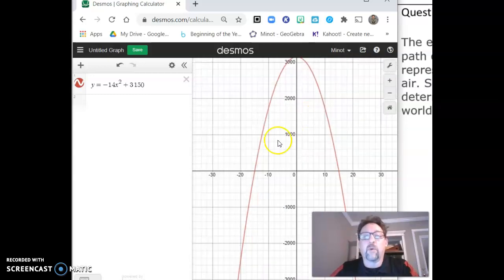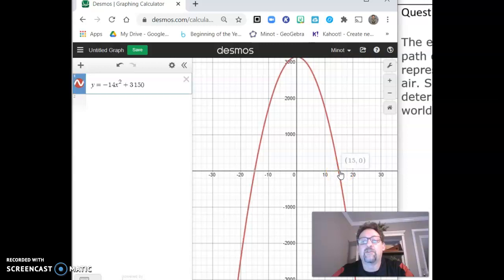Okay, so what we're looking for is if the ball was thrown here and it hit the ground here, we're looking for this solution right here, which is 15. In the real world situation, the ball is only going to be thrown one way. It's not going to be thrown backwards. And there's also not going to be negative time. It's not going to land negative 15 seconds before it was thrown. It's going to land 15 seconds after it was thrown.